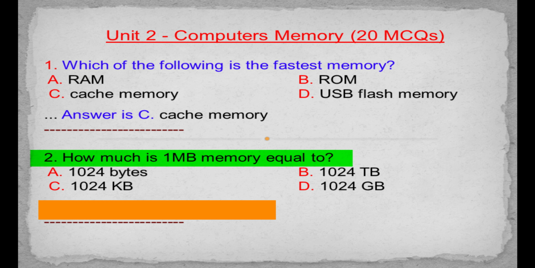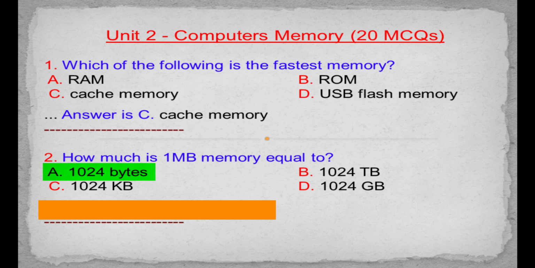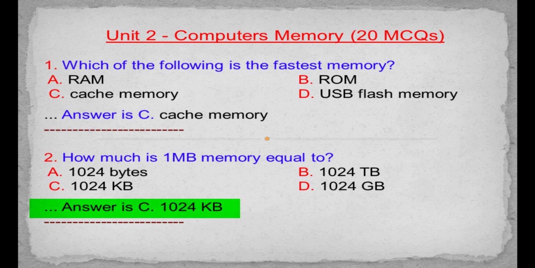MCQs number 2. How much is 1 megabyte memory equal to? Option A. 1024 bytes. Option B. 1024 terabytes. Option C. 1024 kilobytes. Option D. 1024 gigabytes. Correct answer is option C. 1024 kilobytes.